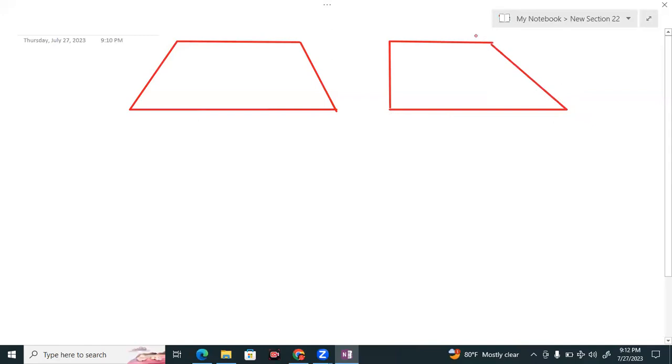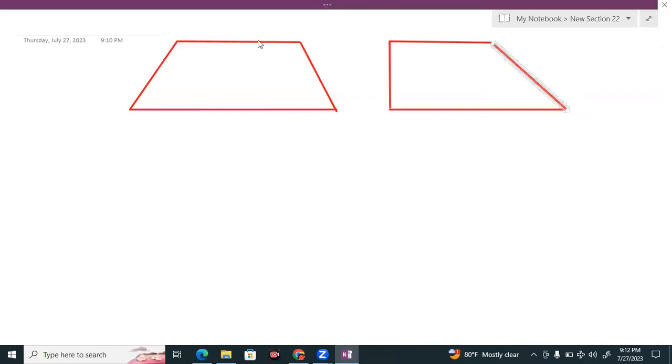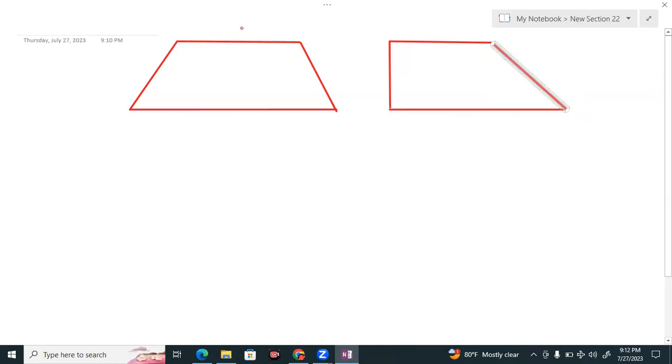Then a trapezium is a quadrilateral with a pair of parallel lines.